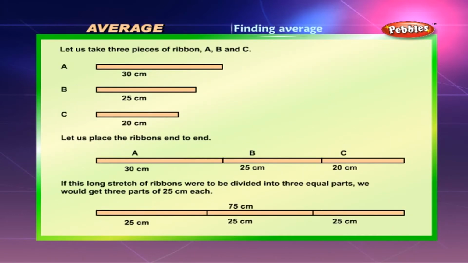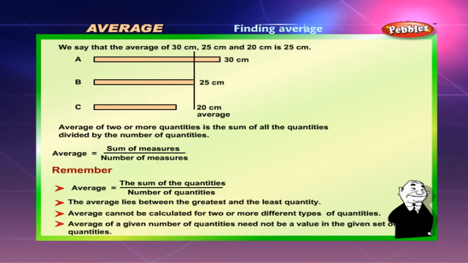To find the average of two or more quantities, let us take three pieces of ribbon, A, B and C. A is 30 centimeters long, B is 25 centimeters long, and C is 20 centimeters long. Let us place the ribbons end to end. If this long stretch of ribbons were to be divided into three equal parts, we would get three parts of 25 centimeters each. We say that the average of 30 centimeters, 25 centimeters, and 20 centimeters is 25 centimeters.